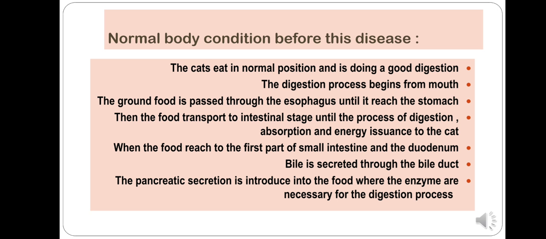Now, when the food reaches the first part of the small intestine, the duodenum, bile is secreted through the bile duct, where the bile helps in the digestion of fat. Then the pancreatic secretion is introduced into the food, where the enzymes are necessary for the digestion process, because without them the nutrients would not be small enough to enter the bloodstream through the mucous membrane of the intestine, and this makes absorption difficult, as the nutrients are absorbed through the protuberances on the intestinal walls. It should be noted that the small intestine is the most important organ in the digestion process, although food stays in it for only 1 to 2 hours, and the nutrients enter the liver, which is responsible for metabolism among other things.